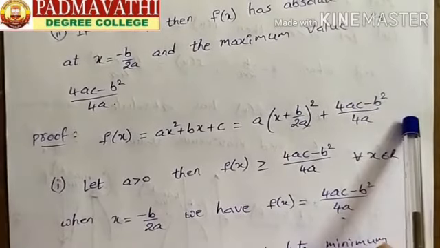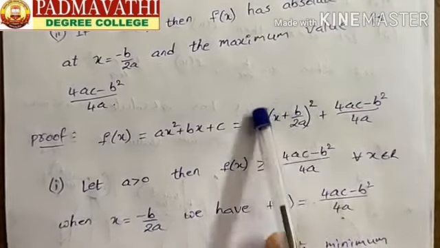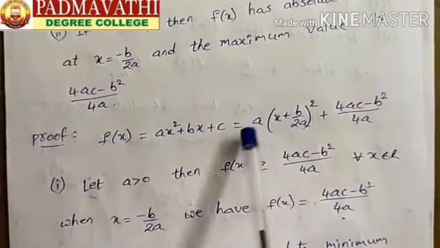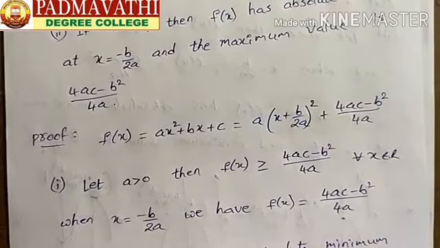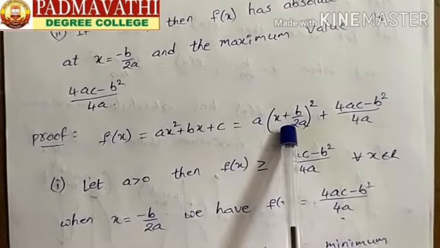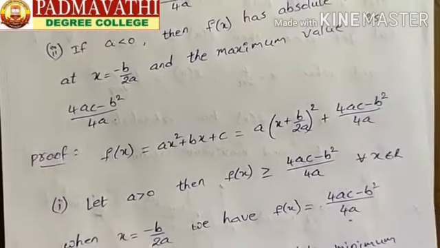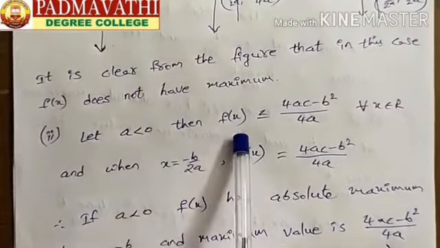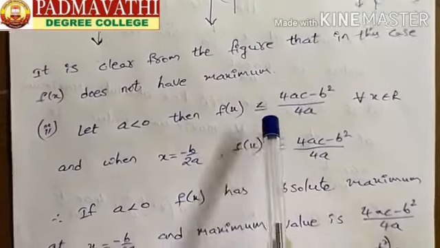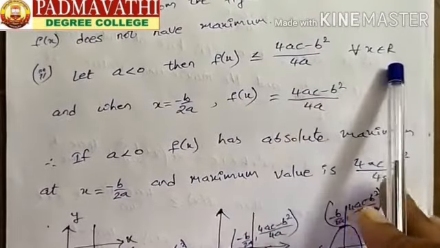From this condition, if a is less than 0, then this entire term will become negative. Why? Because this value is positive and this value is negative. Negative into positive means definitely a negative value will come. So this one is negative. Similarly, this value also will become negative. So totally, if a is less than 0, the f of x value will definitely be less than or equal to 4ac minus b square by 4a for all x belongs to R.